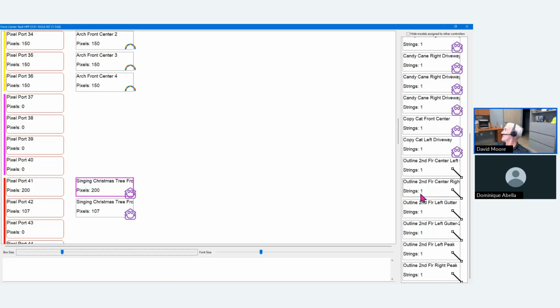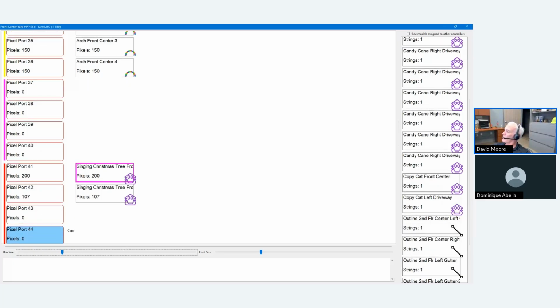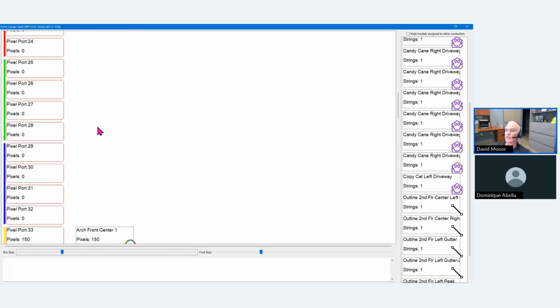All right, now what else did we have? We had a copycat in there, I think. So copycat, front, left, center, and we'll just put him on 44 right over here. Okay, so now we've got everything set up on the main controller in the center of our display.